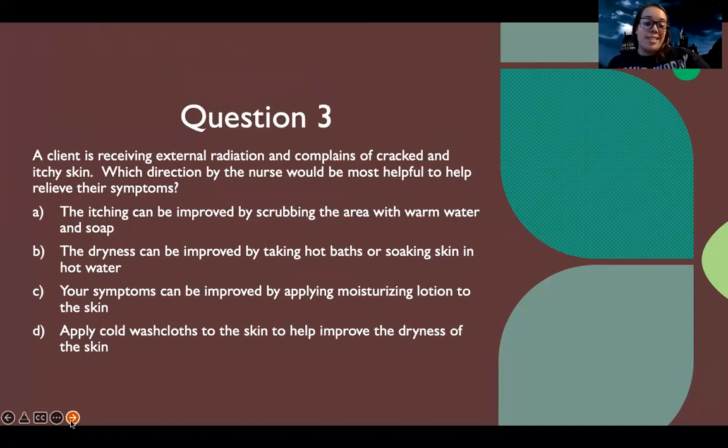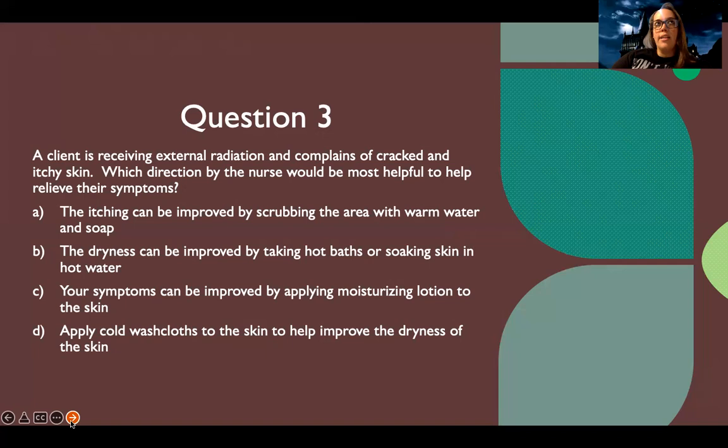Question 3. A client is receiving external radiation and complains of cracked and itchy skin. Which direction by the nurse would be most helpful to help relieve their symptoms? This is asking about treatment complications. So I need to know what I can do as the nurse to help this client who is having itchy, cracked, and dry skin. It's not asking me what is helpful, it's asking what is most helpful. So let's go through these and see.